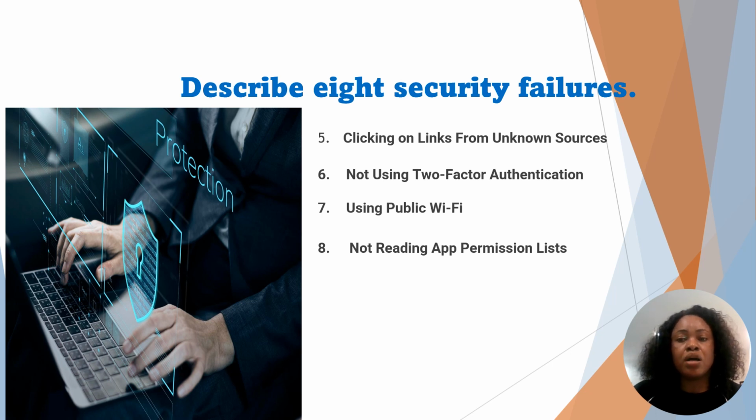Not reading the app's permission list. As a remote worker, sometimes we download so many things on our phone and on our system, and sometimes we don't even read the permissions. We just allow. When you install an application on your device, it will usually ask for specific permissions, such as access to your camera, microphone, or location. It is important to take a moment to read this list to understand what an app will be able to do with those permissions. If you don't read the permission list, you could be granting an app access to sensitive information on your device.